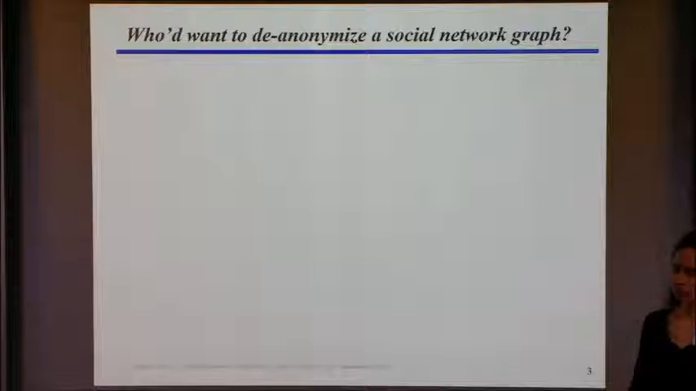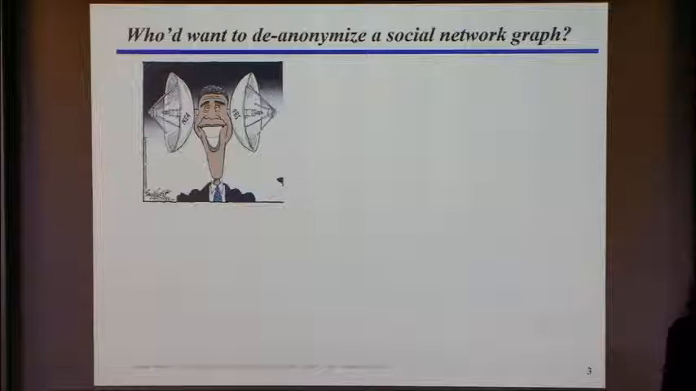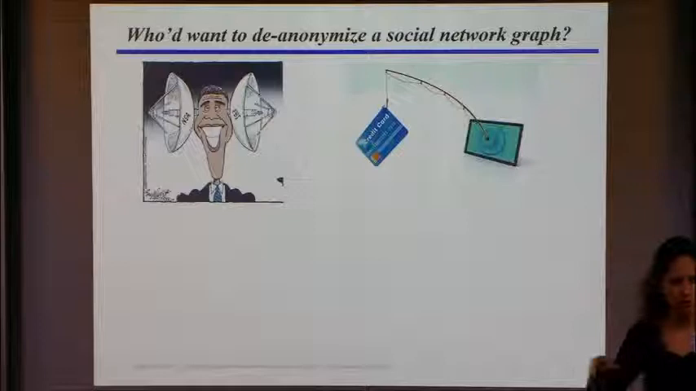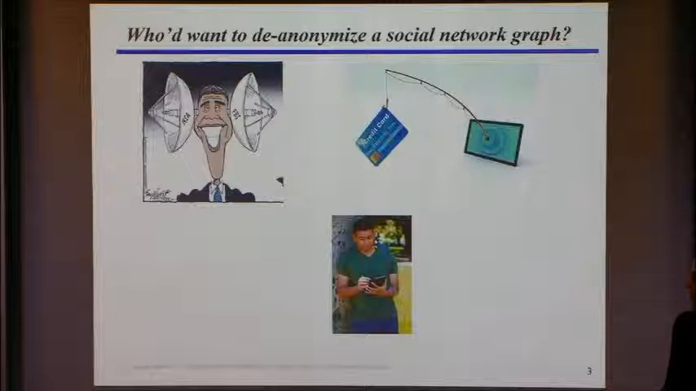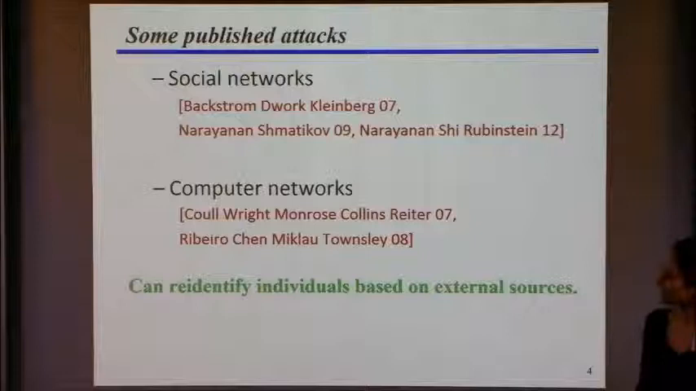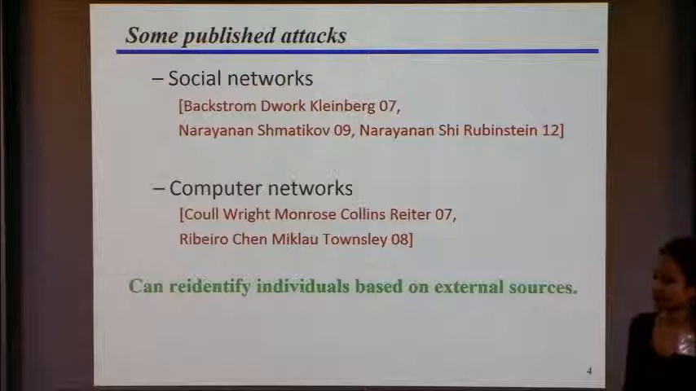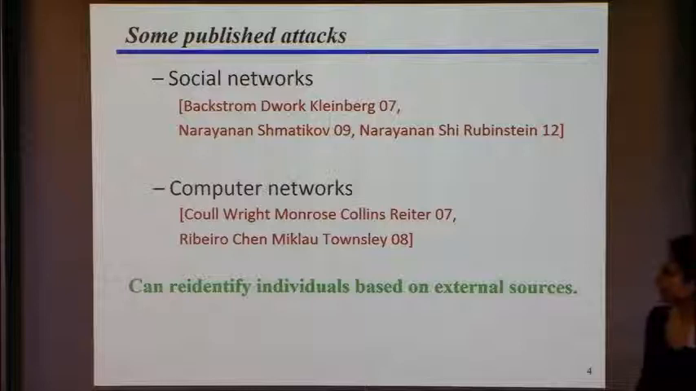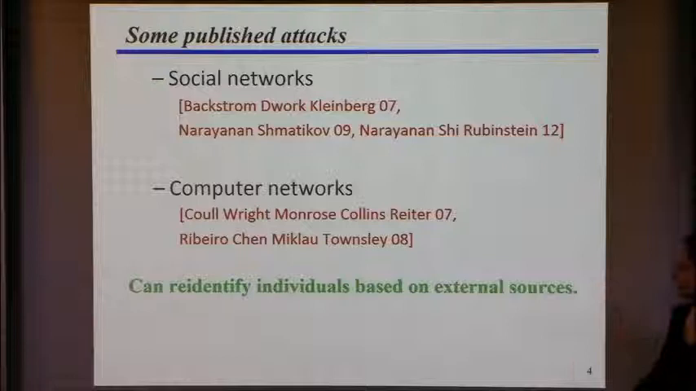You might ask, who would want to de-anonymize a social network? Well, the NSA. Maybe phishers and spammers, to make messages to you more believable and personalizable. Maybe Arvind Narayanan. But there are definitely people out there who try to do this and have published attacks on social networks. Again, I'm not going to focus on this at all. I just want to mention that they exist. At a high level, you can re-identify individuals in an anonymized social network, and most of these attacks work using information from external sources.